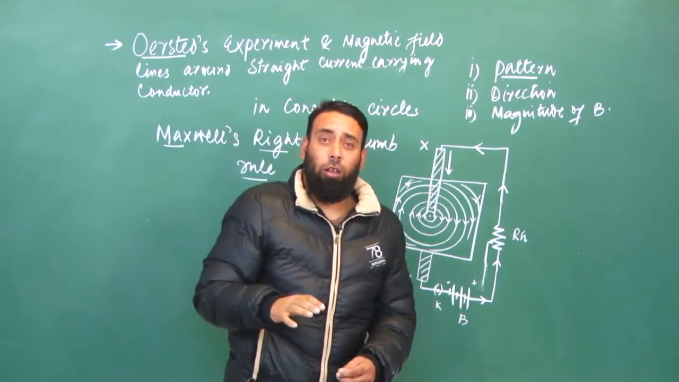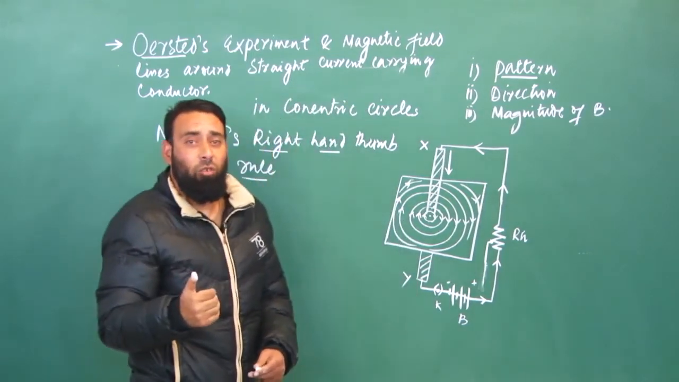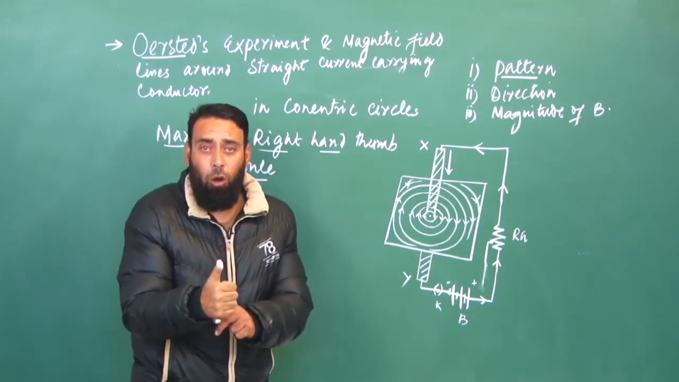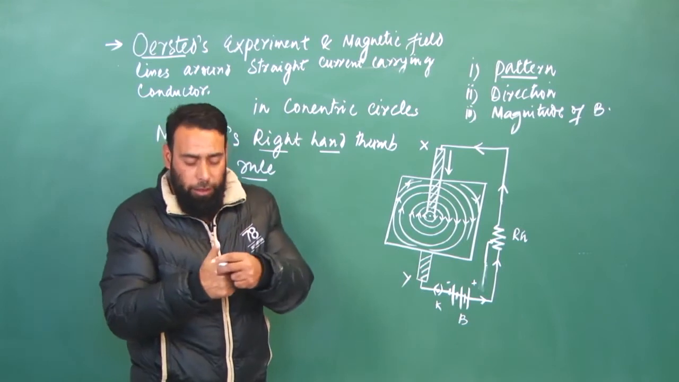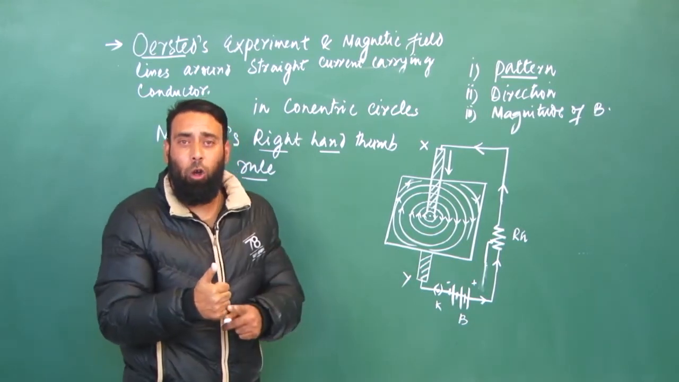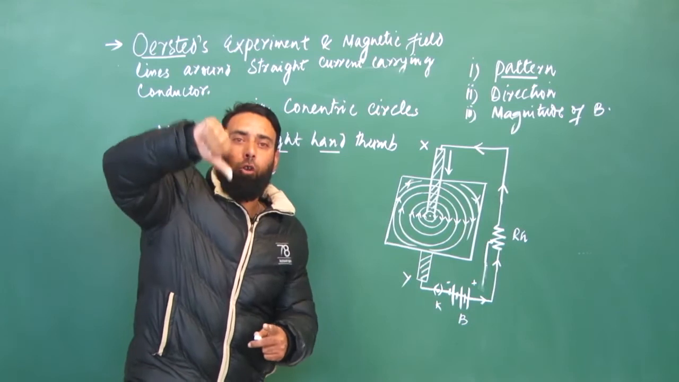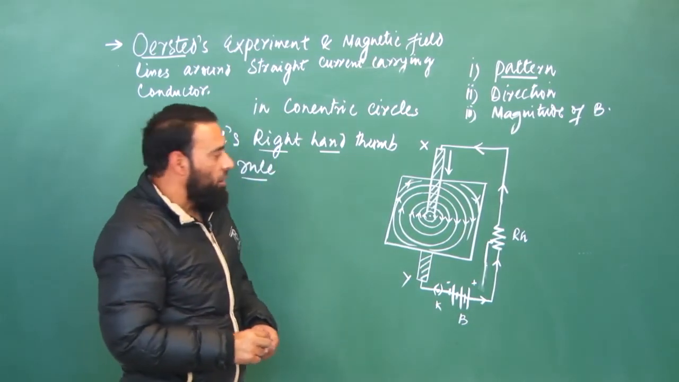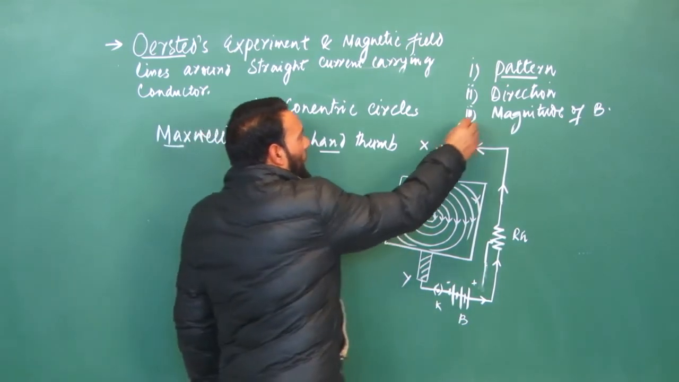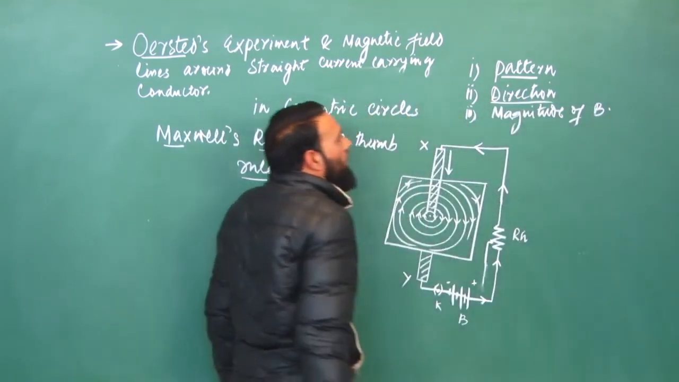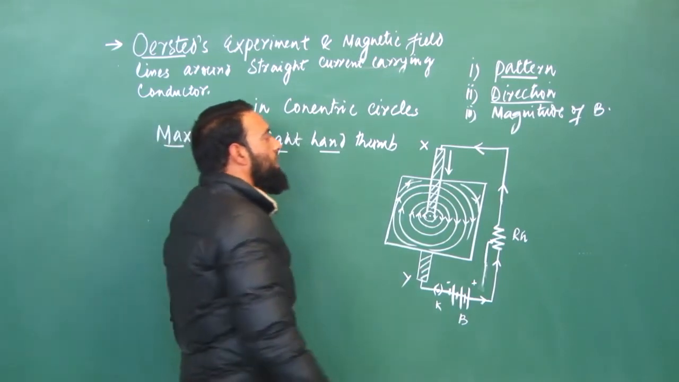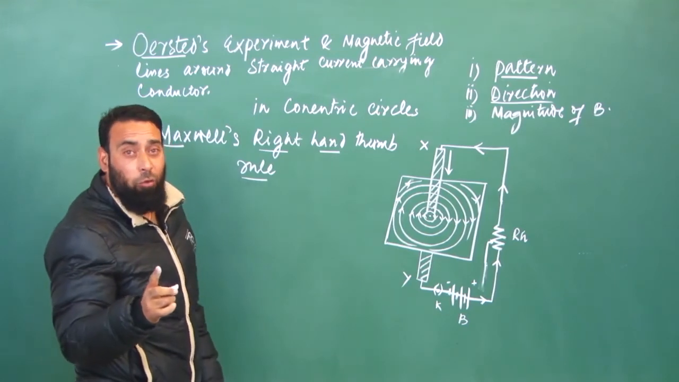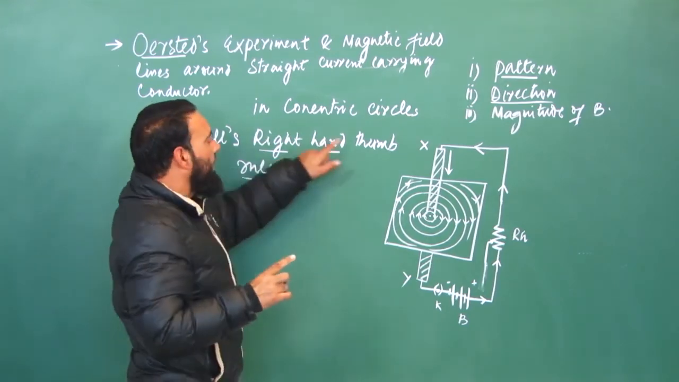So it is clear from Maxwell's right hand rule that if the direction of current in the conductor is from bottom to top, then the magnetic lines of force around are anti-clockwise, and if it is from top to bottom, then they are in clockwise direction. So we find the second important factor in this topic, that is the direction of magnetic lines of force. To find it, we use Maxwell's right hand thumb rule.